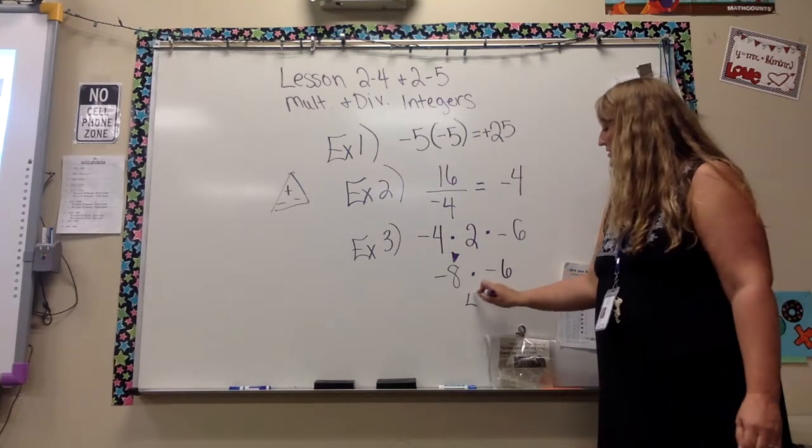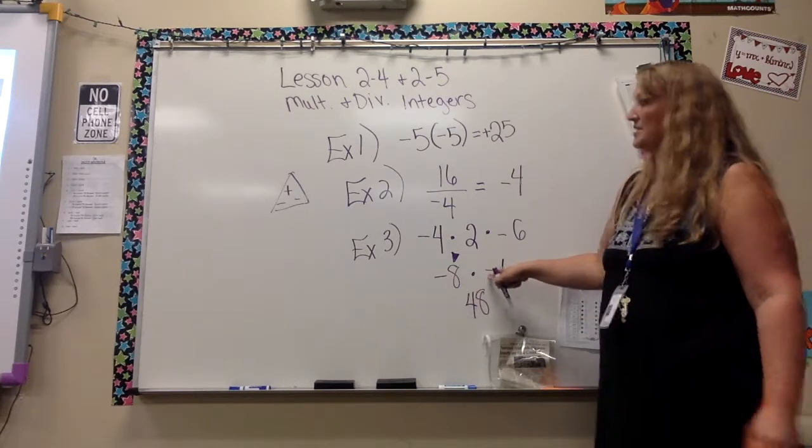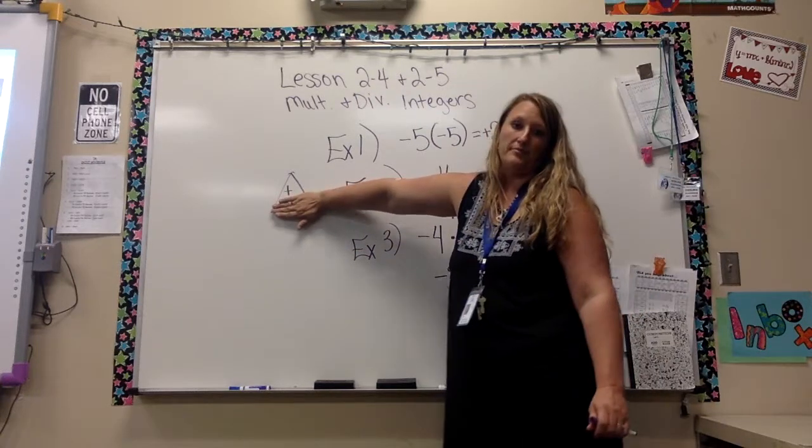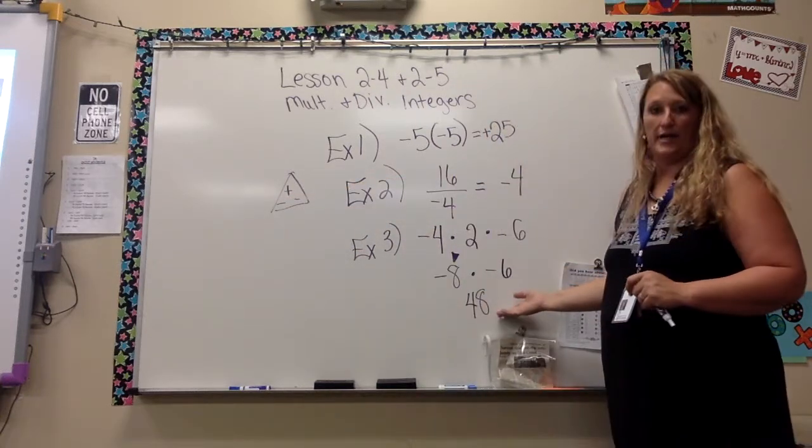Okay, so did you get positive 48? A negative times a negative has to be a positive. So the correct answer was positive 48.